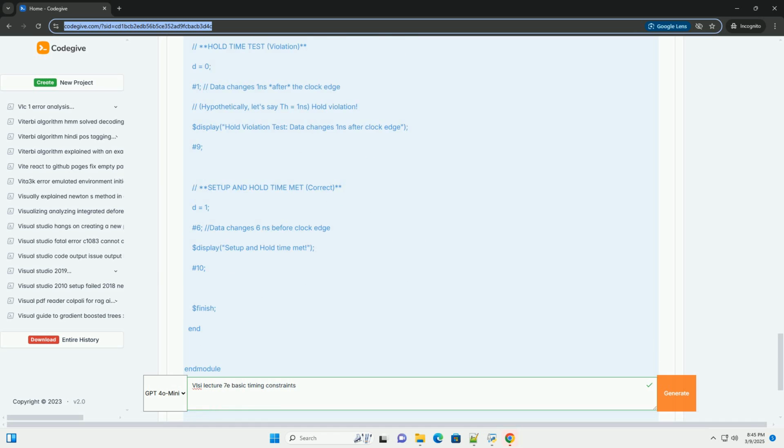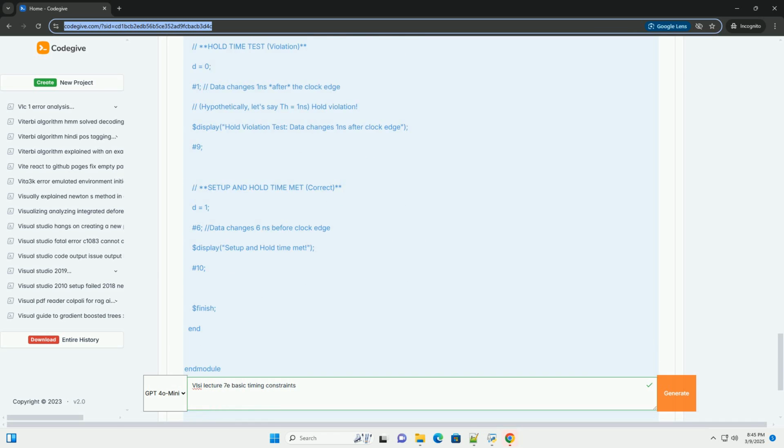Viewing simulation results: in the simulator, you would observe the output Q to see how it behaves during the setup and hold time violations. Ideally, the output would show metastability or an incorrect value being captured. However, this behavior is heavily dependent on the simulator and the accuracy of your timing model. Simple simulators might not accurately model metastability. 8. Addressing timing violations, mitigation techniques.